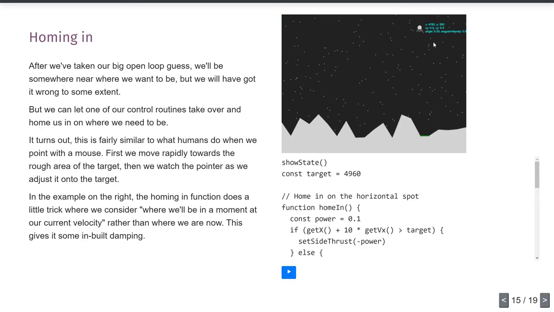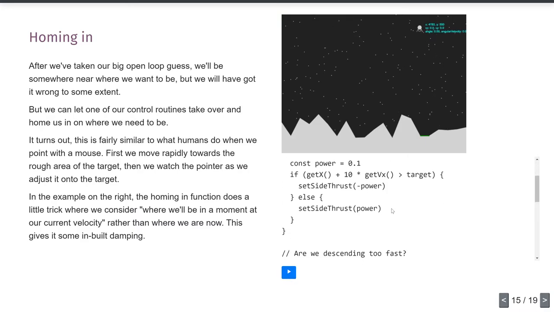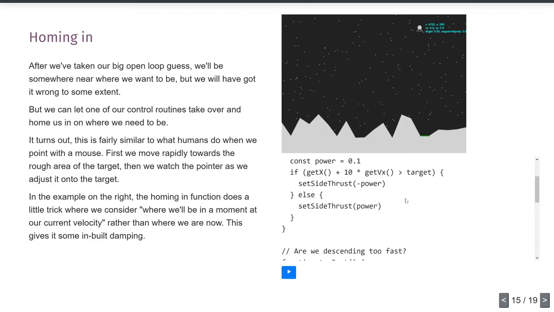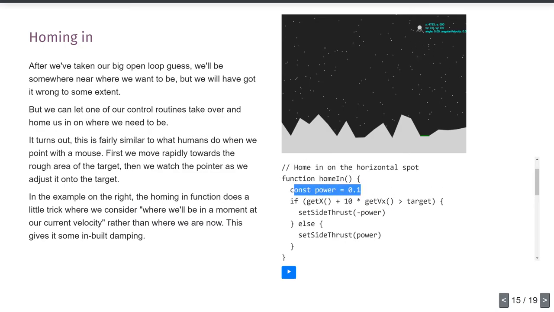So let's just change it so that I'm not. My homing thing says, well, I'm going to have some thruster power that I'm going to use for my homing function. And then I'm going to say if something or other is bigger than the target, if I'm too far right, then thrust left. Otherwise, thrust right. And so this is going to be a little like that bang bang control, but with my power set to 0.1. There's one extra trick that I've done here. You'll notice this doesn't just go off the X position.